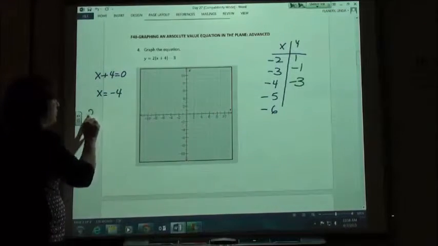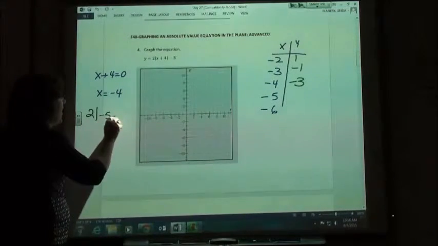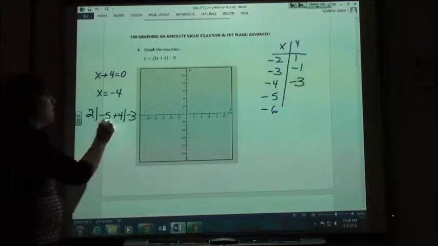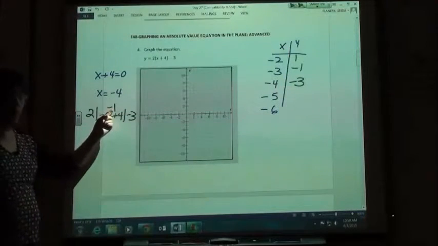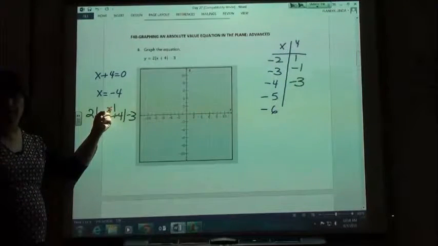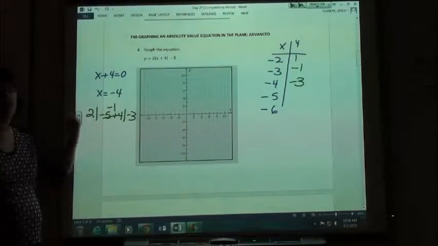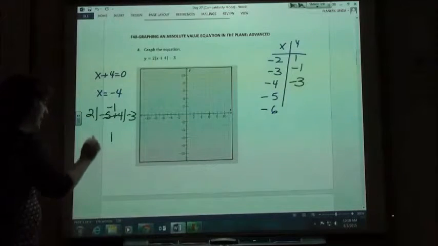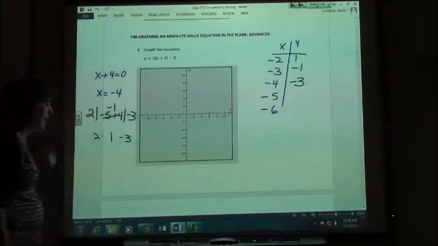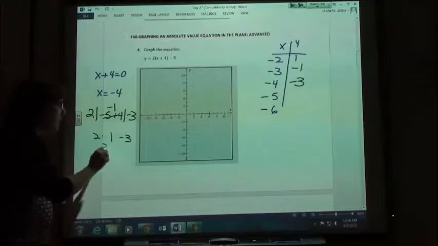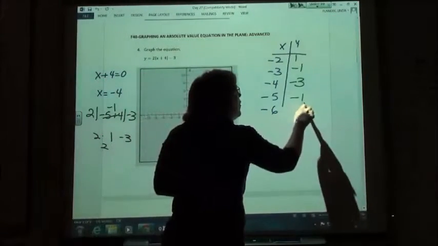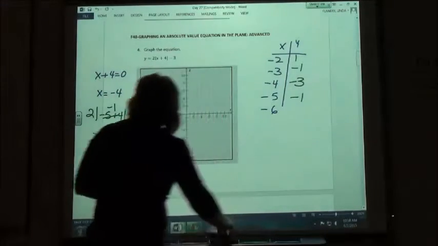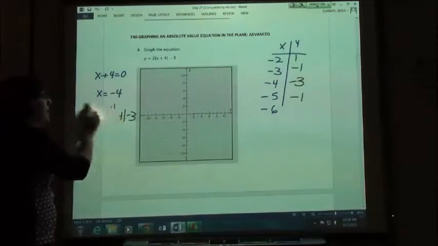2 times the absolute value of negative 5 plus 4, minus 3. Negative 5 plus 4 is negative 1. However, when you do the absolute value of negative 1, the absolute value changes it to a positive number. How far is negative 1 from 0? It's 1 place. So 2 times 1 minus 3. 2 times 1 is 2. 2 minus 3 is negative 1. Notice those 2 numbers match up. They should, because when I do the absolute value of a negative, it made it a positive.